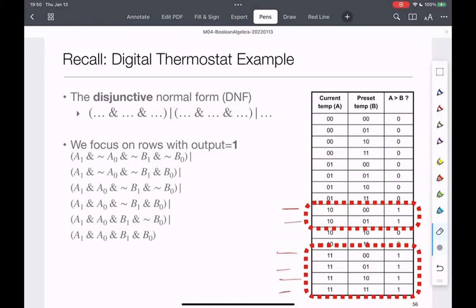On 5, both of them represent 60 degrees. 1 for current temp is 60 degrees, and 0, 0 for present temp is also 60 degrees. So they're equal. So okay, maybe that's why.